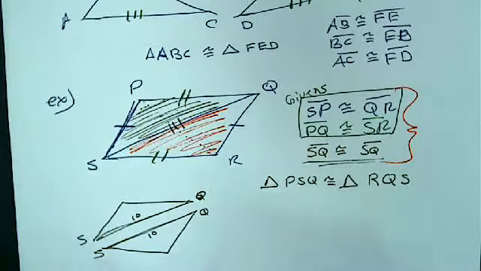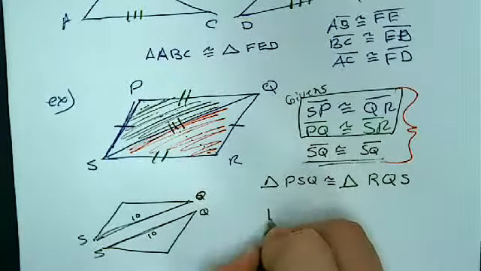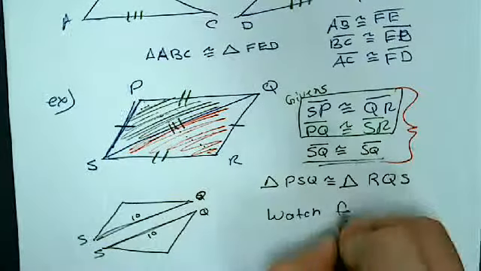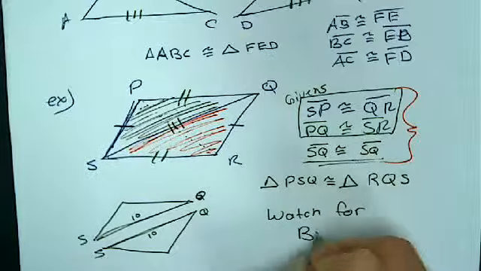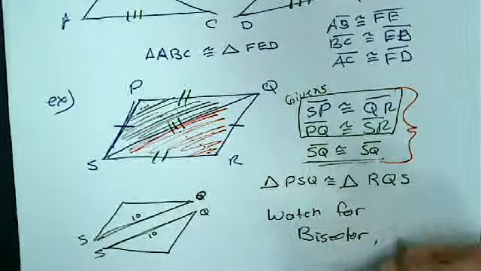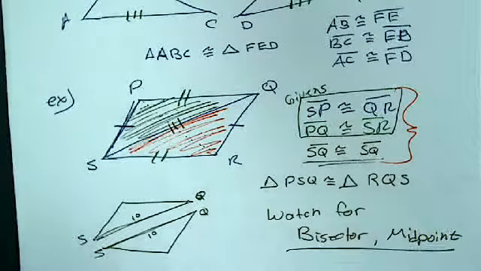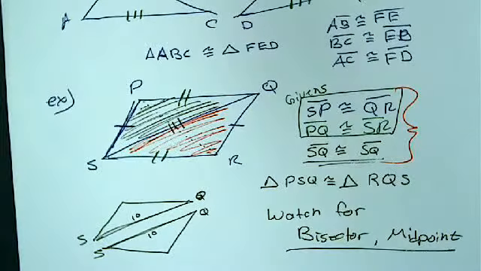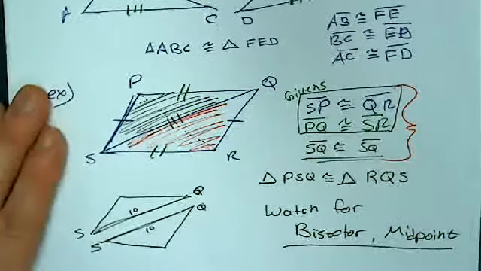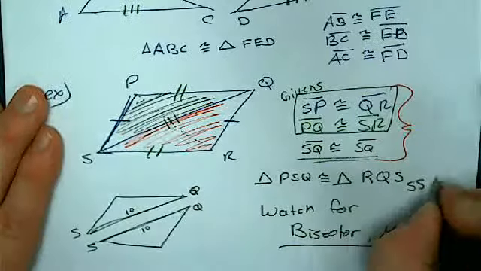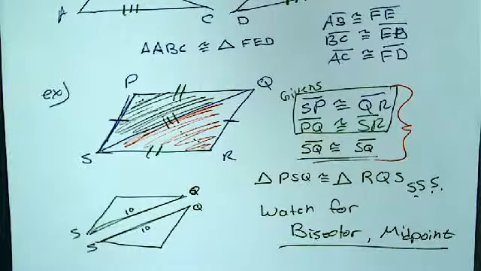The other ones I want to remind you guys of here is to watch out for words like bisector and midpoint. Those also indicate 2 things that are equal measurements. And those are going to be very useful in using side, side, side in order to show that 2 figures are congruent, 2 triangles are congruent.